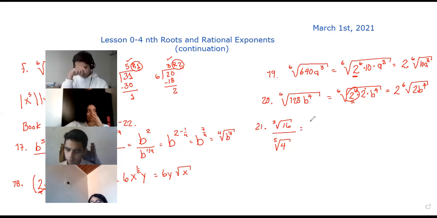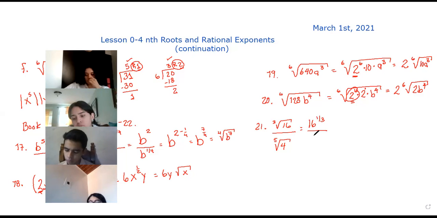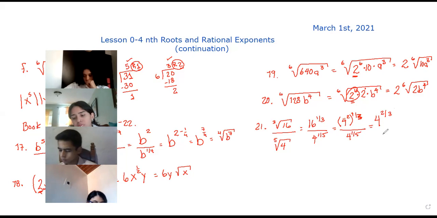Okay, you can rewrite this as 16 to the 1/3 over 4 to the 1/5. They do not have the same base, but I can rewrite 16 as 4 to the square. Now, very quickly, tell me how much is 2 times 1/3? 2/3, right? Over 4 to the 1/5.